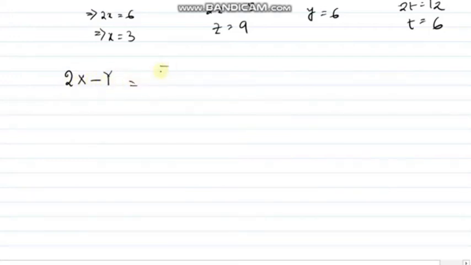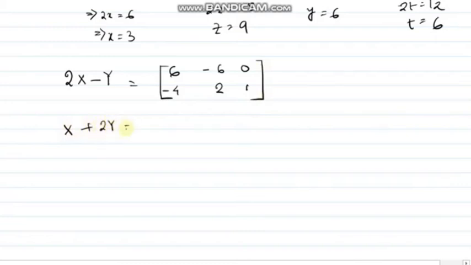is given already. 2x minus y is [6 minus 6 0; minus 4 2 1]. And another one is given, x plus 2y is [3 2 5; minus 2 1 minus 7]. How to find the value of x and y?